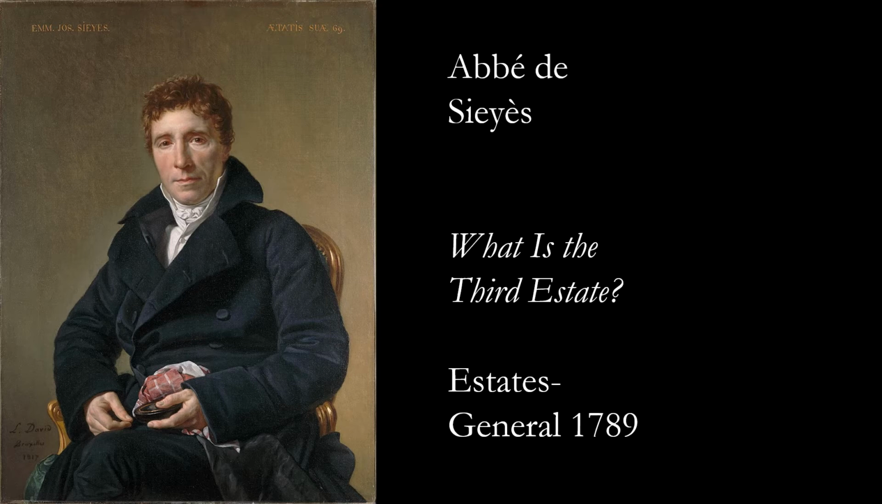The plan of this pamphlet is very simple. We have 3 questions to ask. First, what is the third estate? And he answers that: Everything. Second, what has it been heretofore in the political order? And he answers that: Nothing. And third, what does it demand to become something therein?